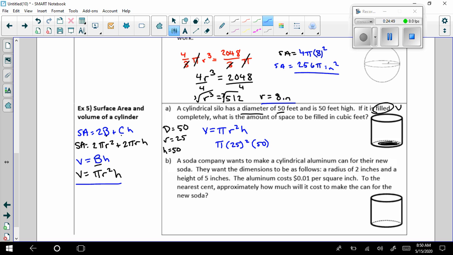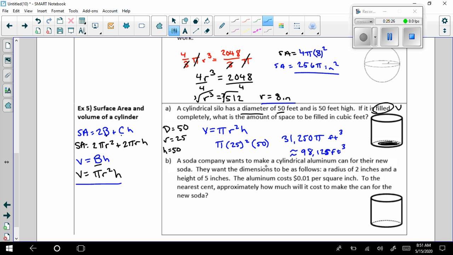And I'm going to leave this in terms of pi, so I'm not going to type that in my calculator. So I'm just going to do 25 squared times 50. And so I have 31,250 pi feet cubed. If it does ask you for an approximation, you can either use 3.14 or your pi key. This is approximately 98,125 feet cubed.